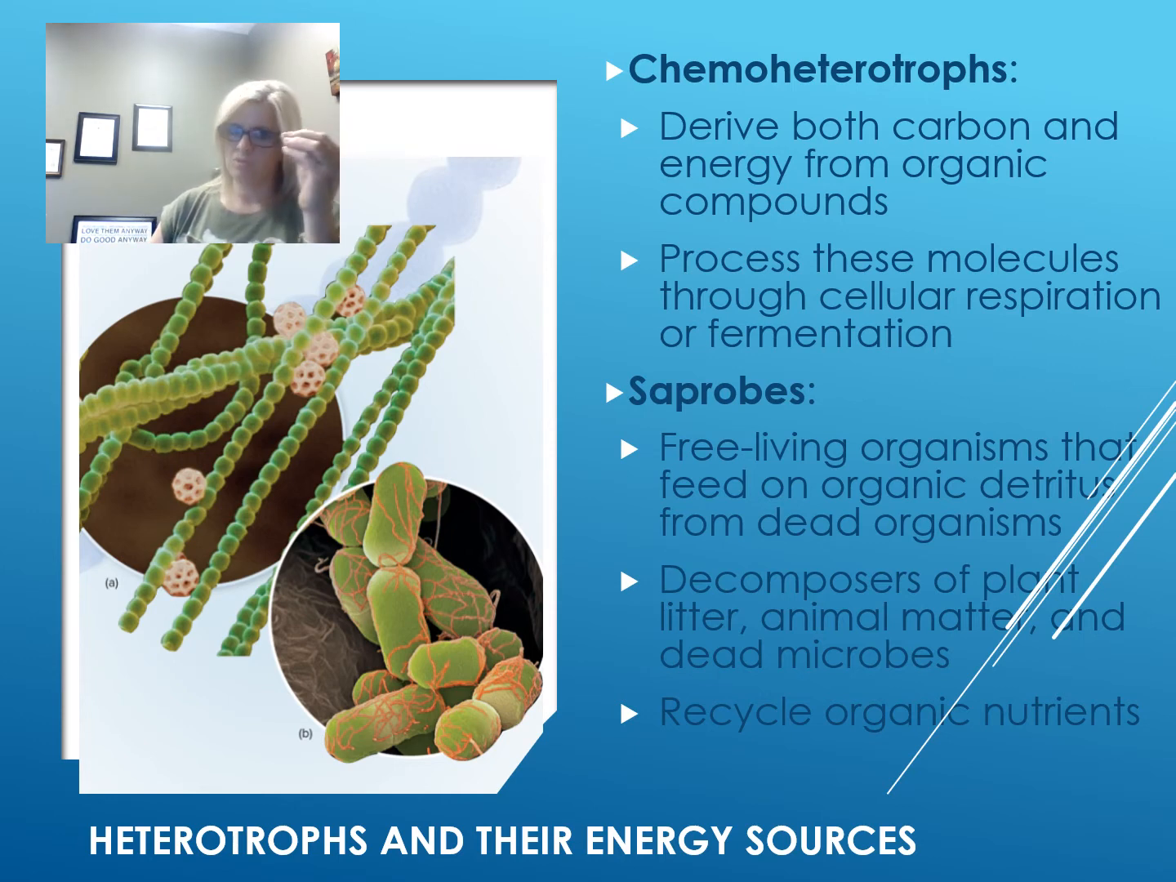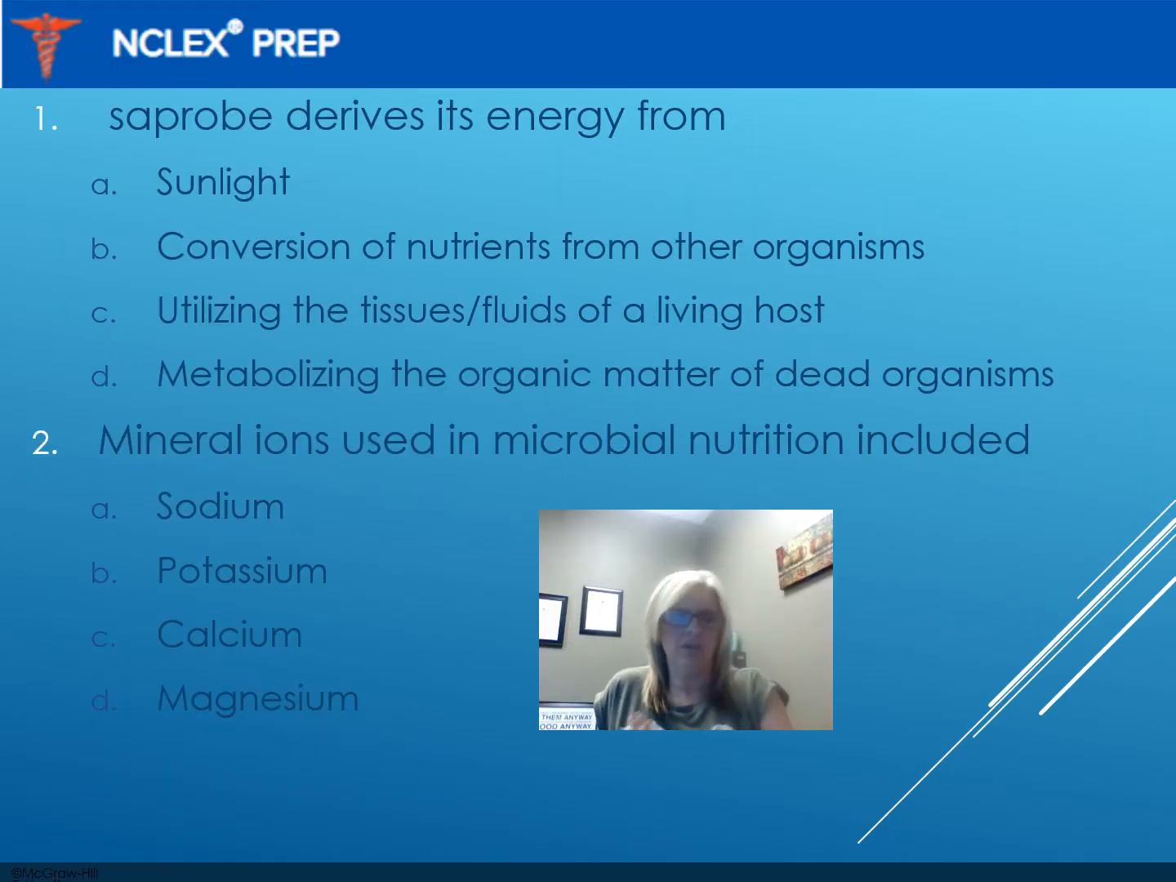Also, chemoheterotrophs are going to get their carbon and energy from those organic compounds, but I don't believe I touched on the fact that they're going to actually take those molecules and process them through either cellular respiration or fermentation. All right, so we got two questions here on this one. I just put them both on one slide. Number one, a saprobe derives its energy from A, sunlight, B, conversion of nutrients or other organisms, C, utilizing the tissues or fluids of a living host, or D, metabolizing the organic matter of dead organisms. So pause and come up with your answer.